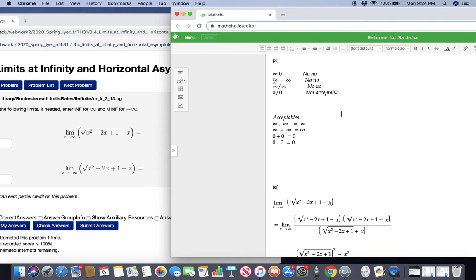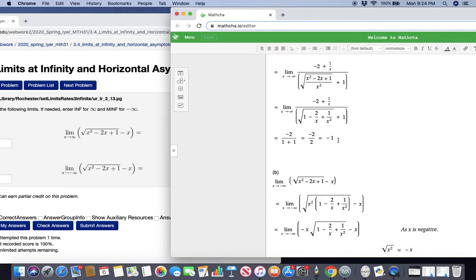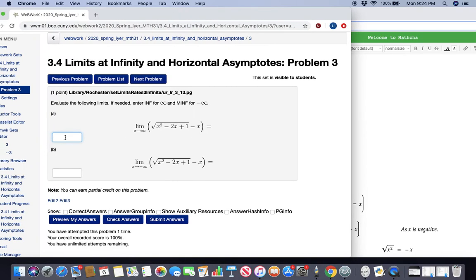So I repeat, if you come across infinity minus infinity, it is not a 0. It means you have to do some manipulation. And as in this example, you did not get a 0, you got a negative 1. So let me go back to my problem. It's a negative 1.